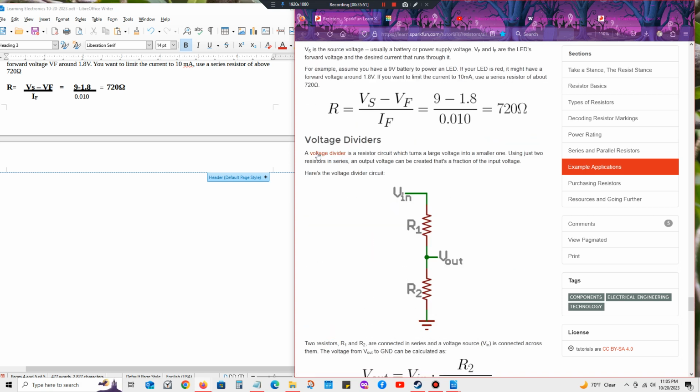Voltage dividers is a resistor circuit which turns a large voltage into a smaller one. Using just two resistors in series, an output voltage can be created that's a fraction of the input voltage. So you have input voltage and you have output voltage, and you have a resistor here and a resistor here, and this is your power source.